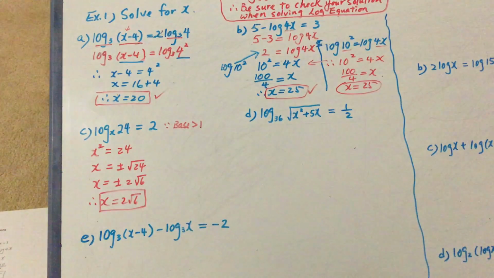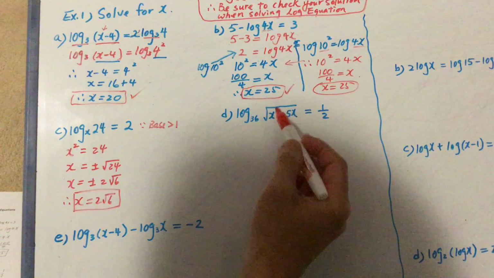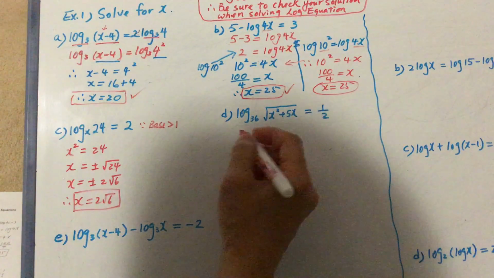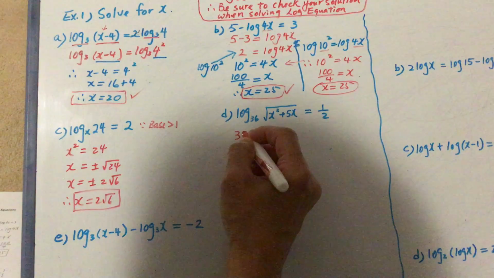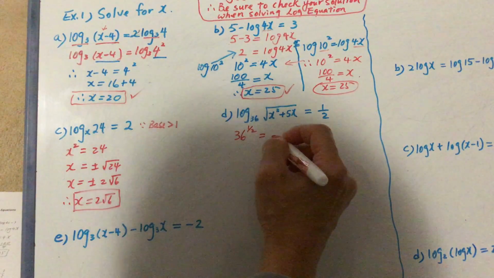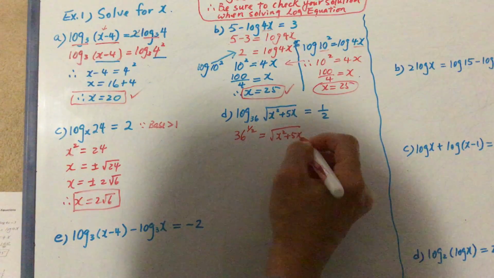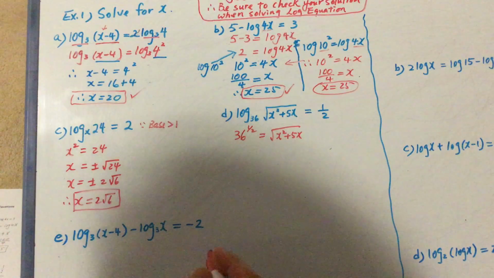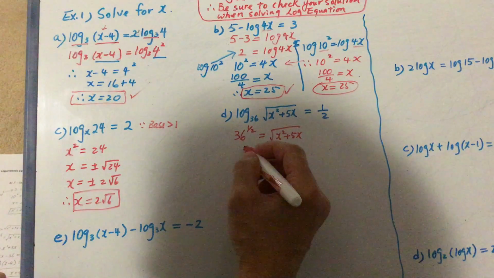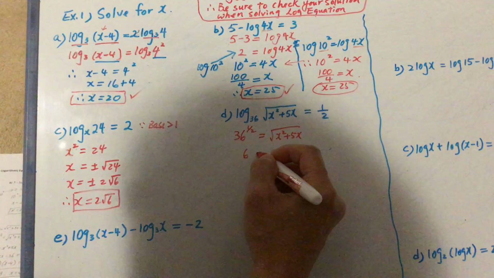Now for part D, when you have log base 36 of the square root of x squared plus 5x equal to 1/2. Again, if I'm doing the exponential method, I'm taking the base of 36 to the exponent of 1/2. That should equal the square root of x squared plus 5x. Now the square root of 36 will be 6.